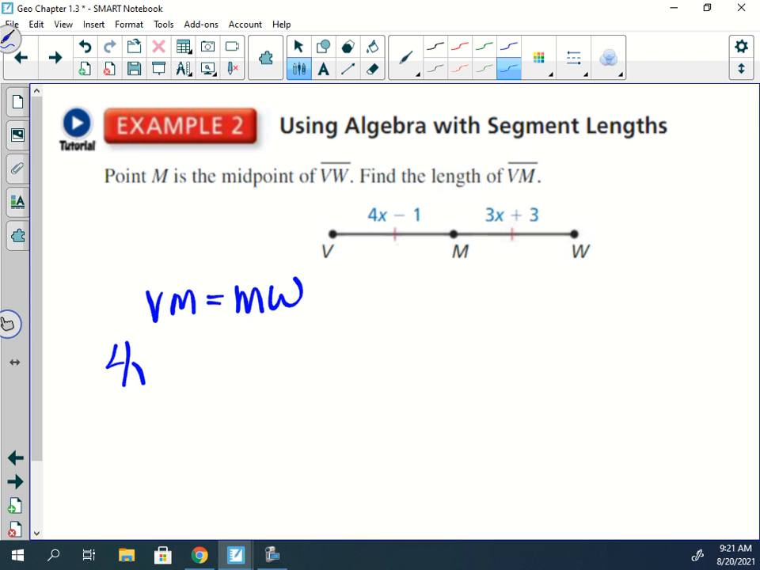4x minus 1. Because we don't know what the actual number is, but we do know that this length is represented by 4x minus 1. MW is represented by 3x plus 3. So what we can do at this point is set this up and solve for the value of x. Because if I know what the value of x is that makes these two equal, I can plug it back in to find out what the value is. So what we'll do is find the value of x and then plug it back in to see what the length is.